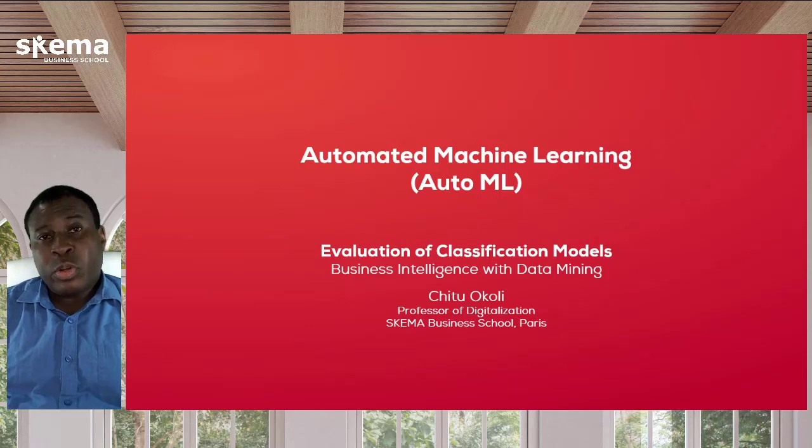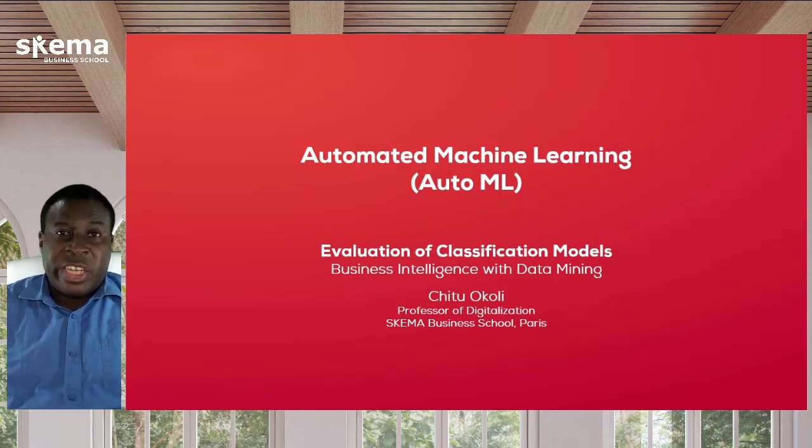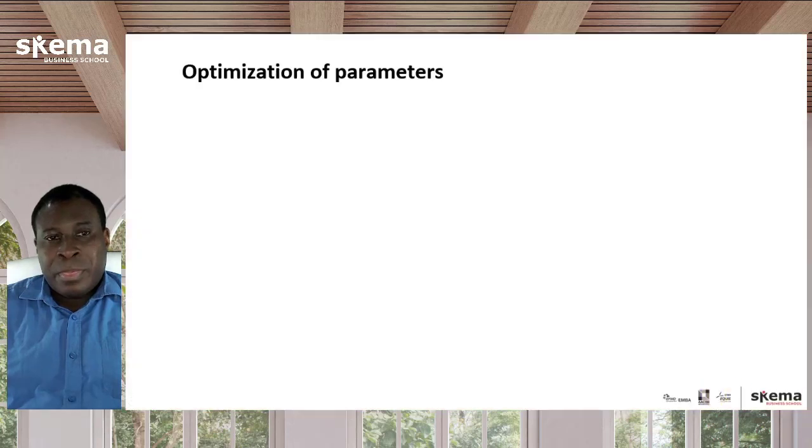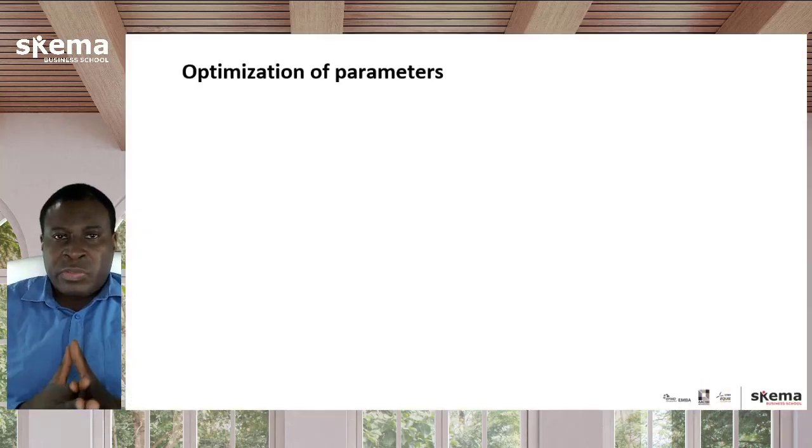In this video, we're going to learn about automated machine learning, or AutoML, one of the most important techniques today in business intelligence. First, I'll talk about the problem or challenge of optimization of parameters.